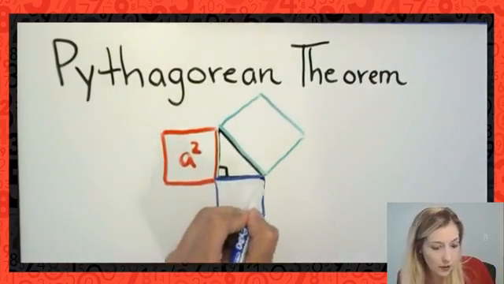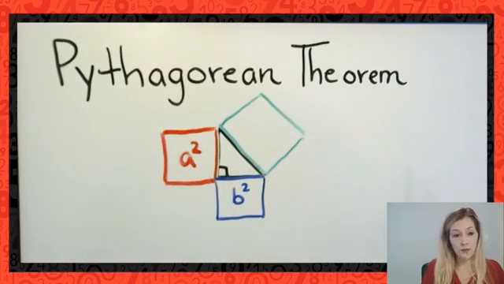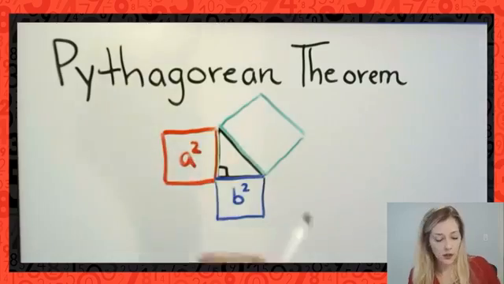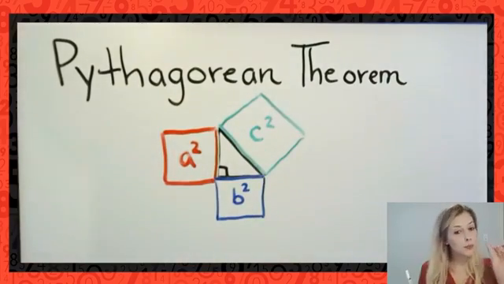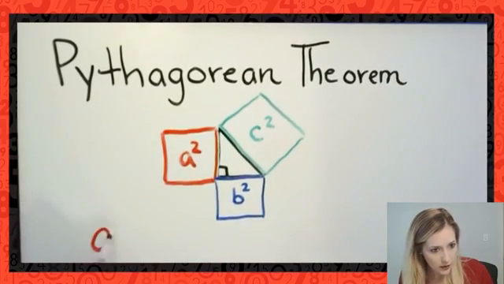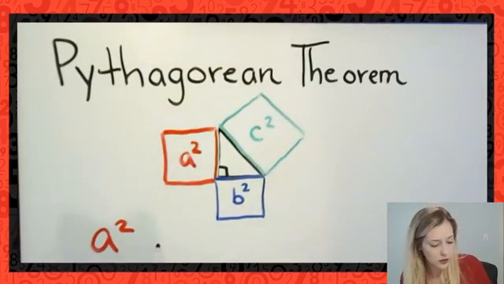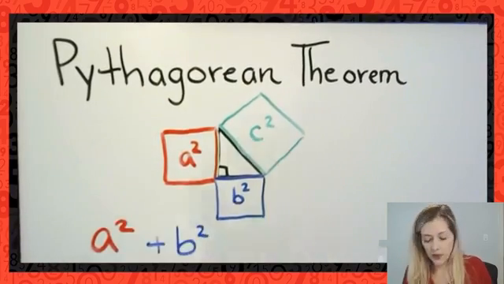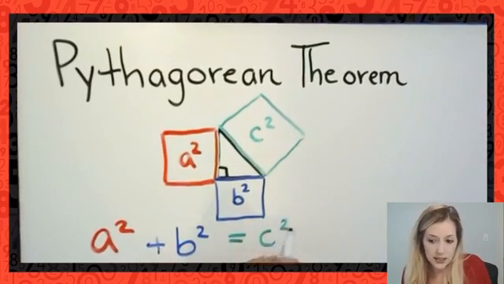If I name the leg of this right triangle b, this square has an area of b squared. And very similarly, if this one is c, the area is c squared. Which means I can summarize this as, and I'm going to use my colors here, a squared plus b squared is equal to c squared. And that is what we will be working with today.